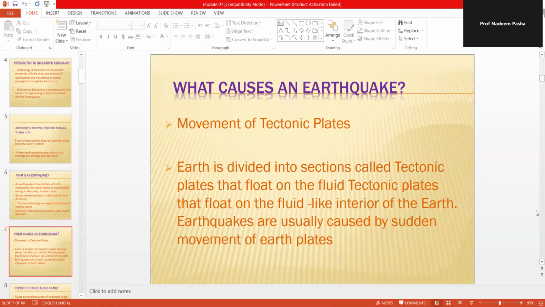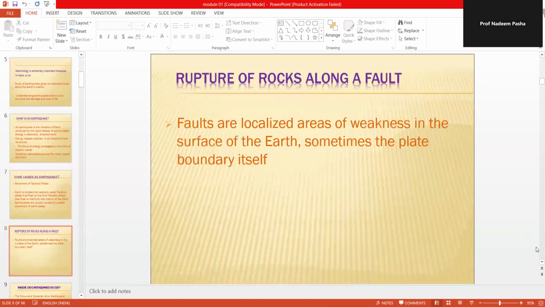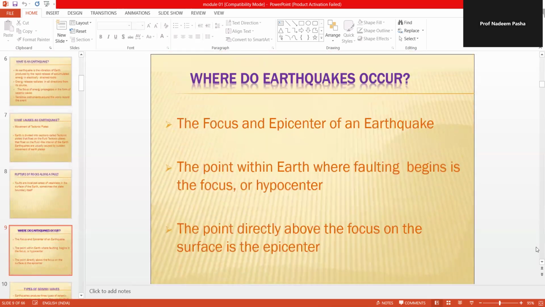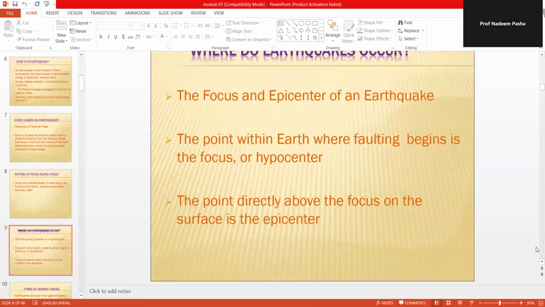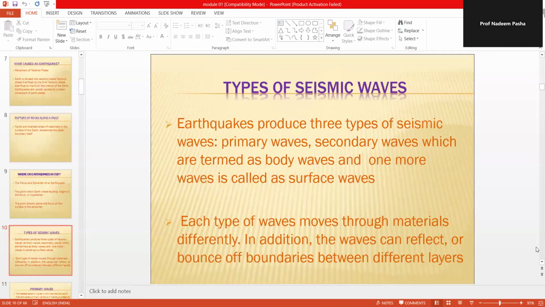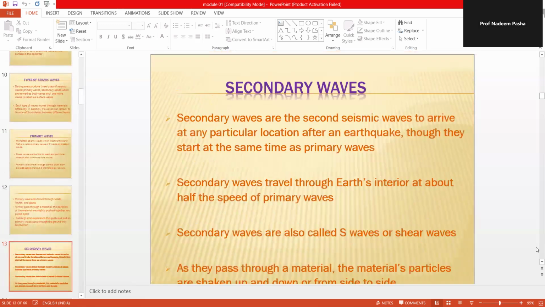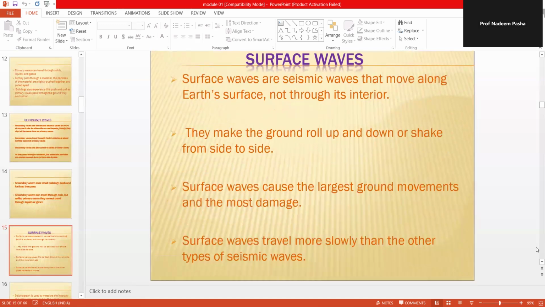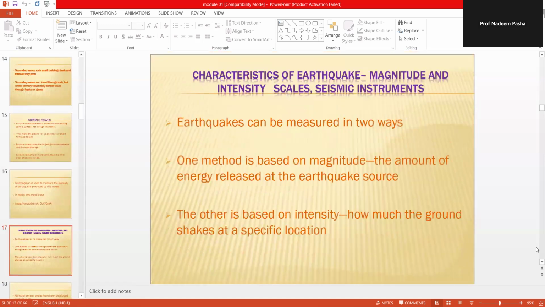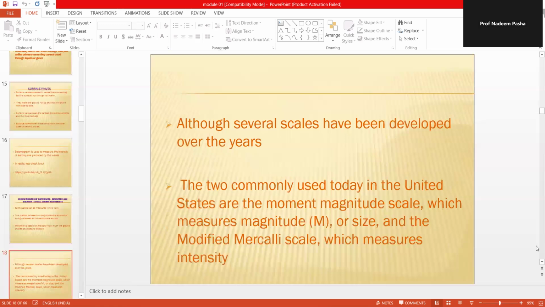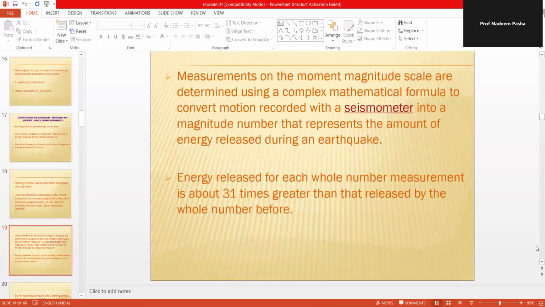So, what are the causes of earthquakes? Generally, an earthquake occurs due to movement of tectonic plates, that we have seen. Apart from that, faults are also responsible for earthquakes. How the earthquake occurs with respect to focus, epicenter, hypocenter, all this we have seen in detail. After that, we have seen types of seismic waves: P waves, S waves, primary waves, secondary waves, how they behave, what their speeds are, that we have seen. Surface waves. So the characteristics of earthquakes, how an earthquake occurs, it is generally measured in two ways. First is with respect to magnitude, next is with respect to intensity. MMI scale we have seen, seismometer we have seen.